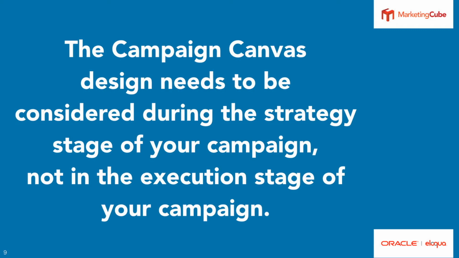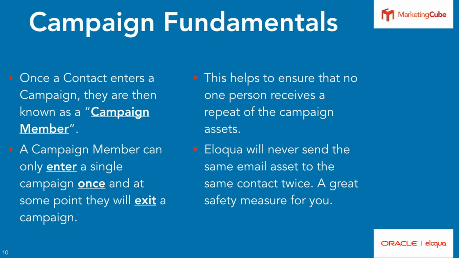And so it's much smarter to think a lot earlier than to leave it to the last minute. Now, there are some fundamentals to think about in relation to the campaign canvas, and this would be probably the basics, I suppose, or the 101 aspect of the campaign canvas. And that is that when a contact comes into a campaign, they effectively become known as a campaign member. And so a campaign member will enter the campaign once and they will exit that campaign at some point. Now, the important point here is that they do that once.